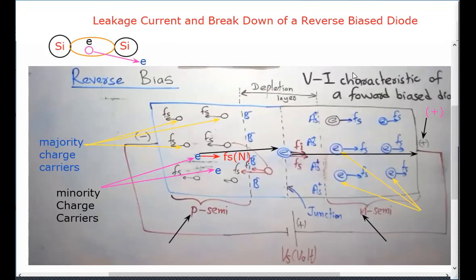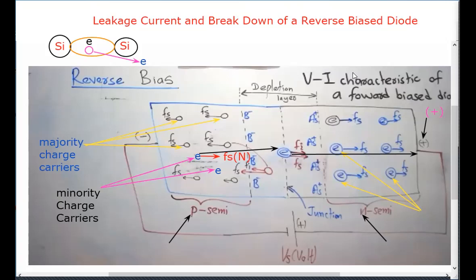But there will be a very small current through the diode due to the minority charge carriers.